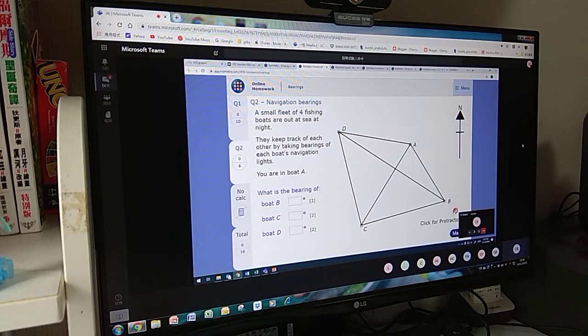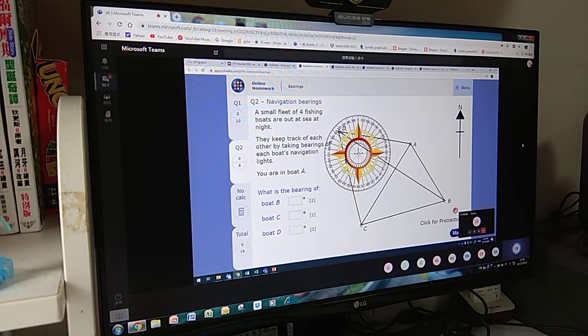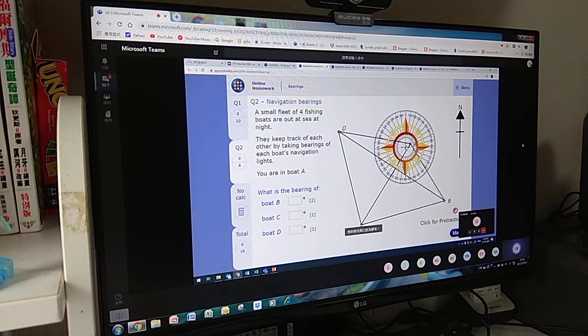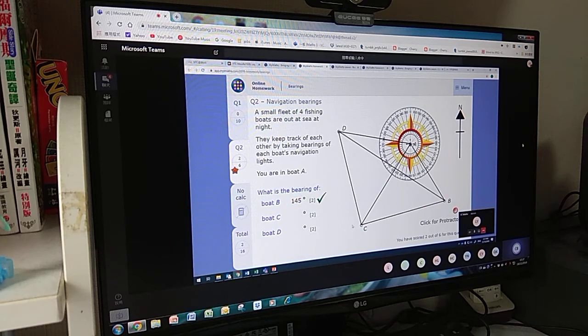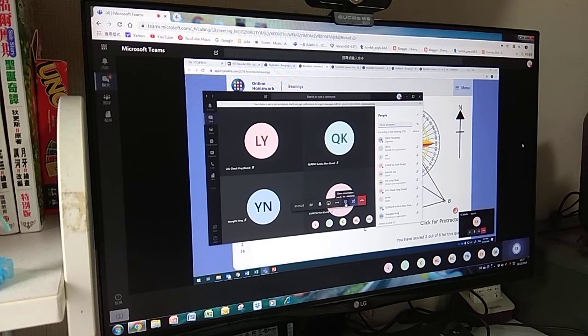So the second one is also similar. If we want to find the bearing of B from A, you can put the protractor here. So the bearing of B from A will be 145. Okay, so for C and D you can use a similar way to get the answer. Maybe I give you some time, maybe 2 minutes, to do it.